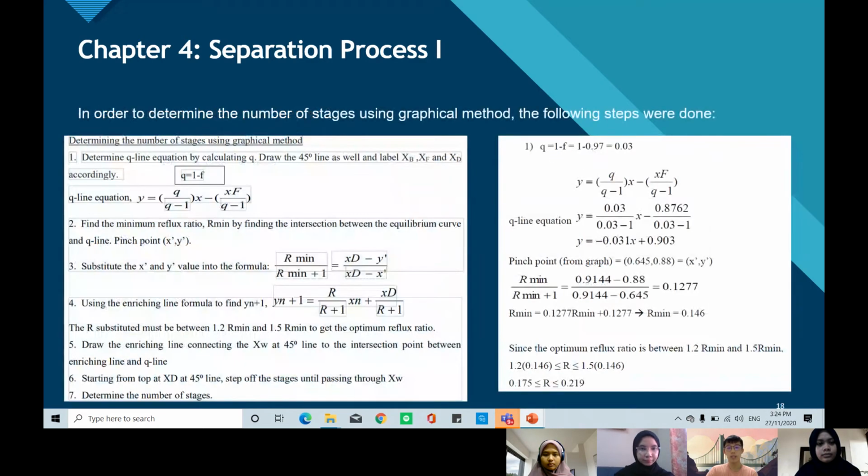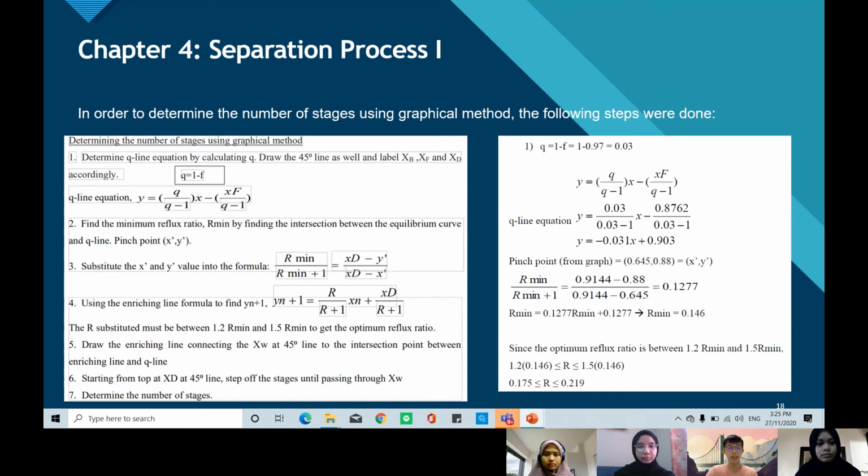In order to determine the number of stages, we decided to use a graphical method, and the following steps were done. Firstly, we determined the Q line using the equation of Q equal to 1 minus X, and substitute the value of Q inside the Q line equation to get the complete Q line equation. After that, we find the R min, the minimum reflux ratio, to find the intersection between the equilibrium curve and Q line. The intersection point is known as the pinch point, the coordinate of X prime and Y prime. We substitute the value of X prime and Y prime into the formula as below to find the R min.